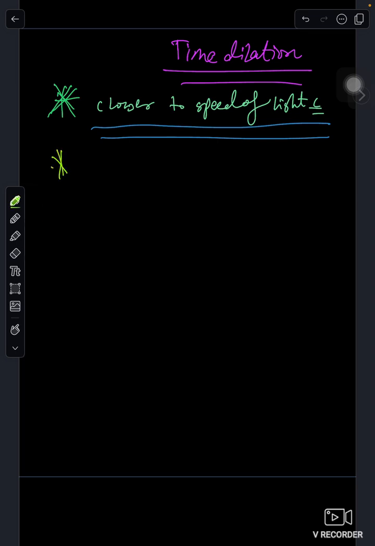Second, if you are in a stronger magnetic or stronger gravitational field, you will experience more time dilation. A gravitational field also causes time dilation.